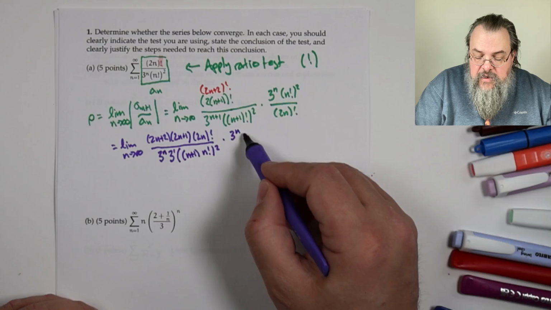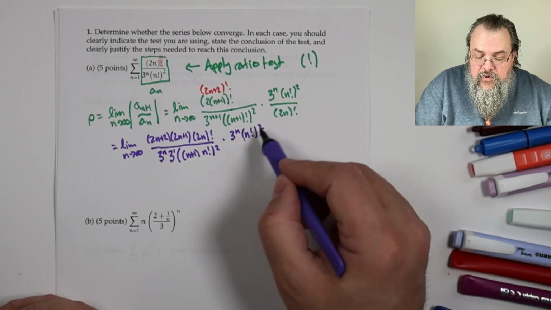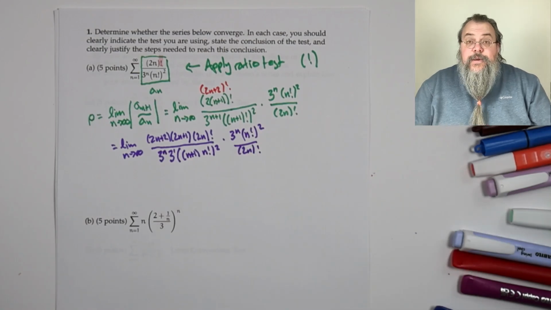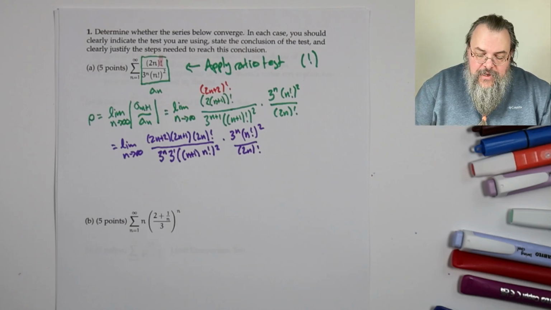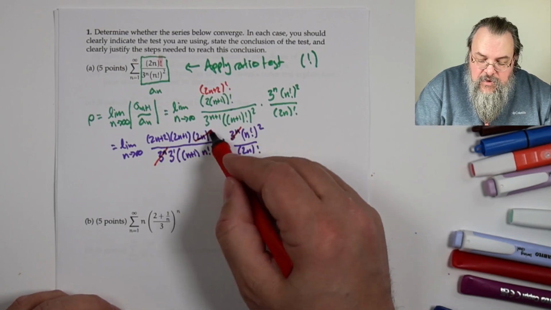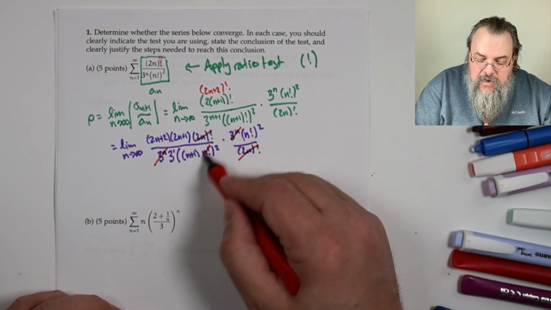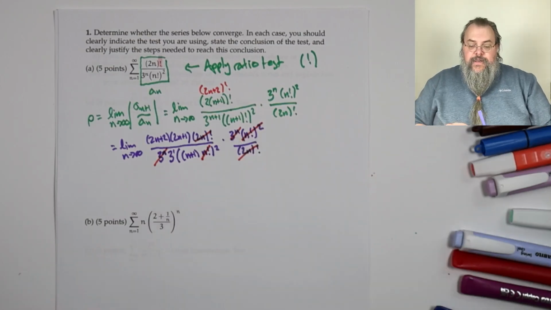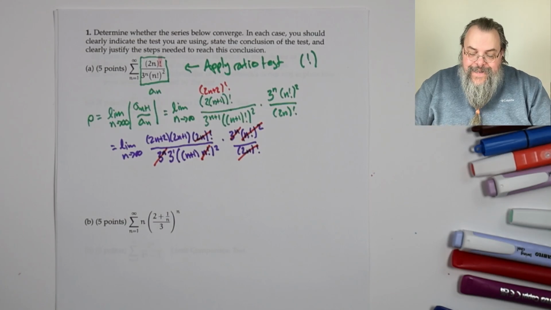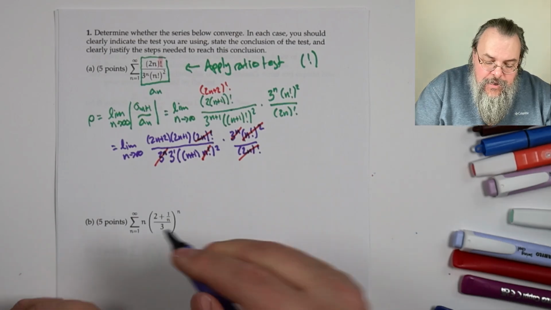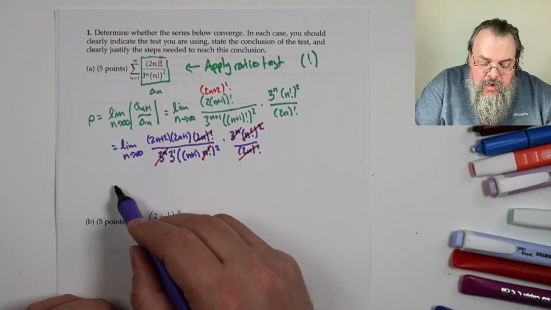3 to the n factorial squared, and 2n factorial. And if we've lived a good, clean algebra life, good things will happen. This 3 to the n cancels, this 2n factorial cancels, this n factorial being squared cancels with this n factorial being squared. Oh, nice.